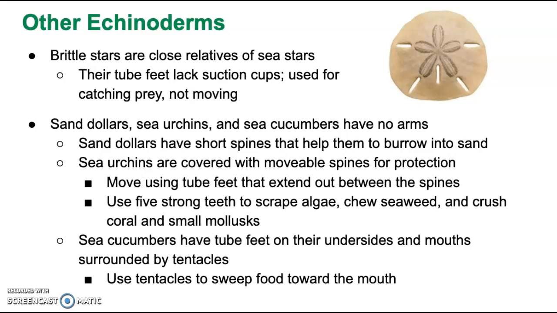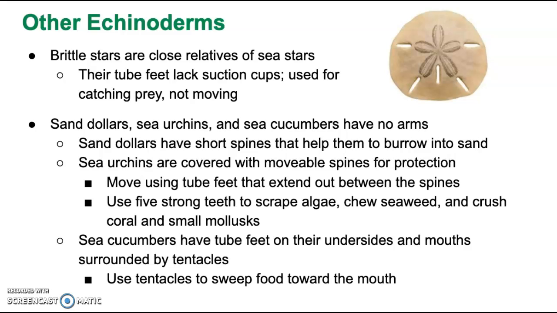There are 5 strong teeth at the center of a sea urchin that it can use for a host of different tasks. It can use them to scrape algae, it can use them to chew seaweed. They can also use them to crush other organisms like small mollusks or coral. That's one of the reasons that a sea urchin can be classified as a predator.